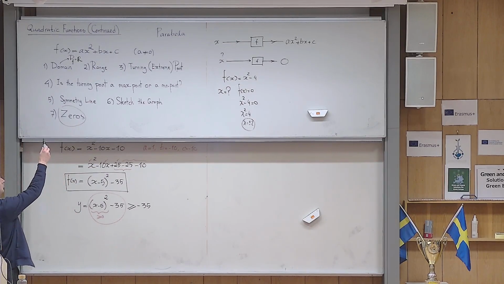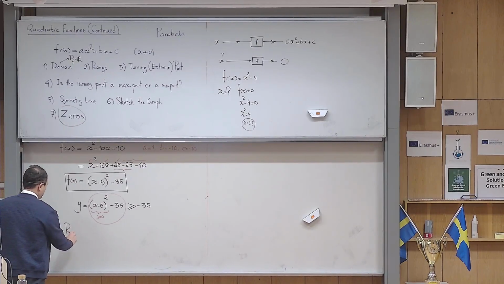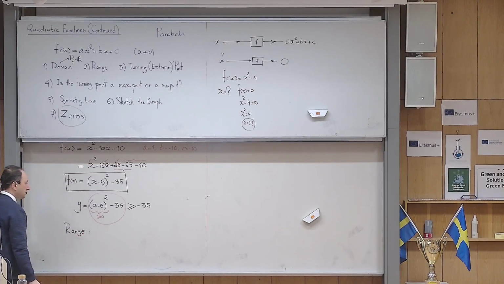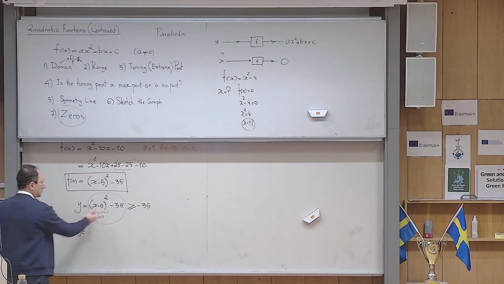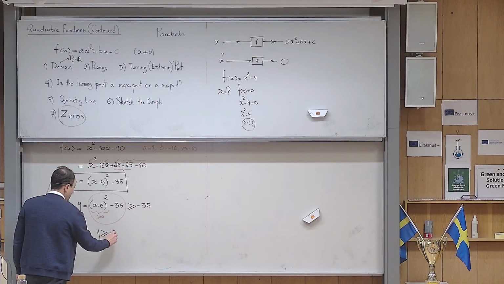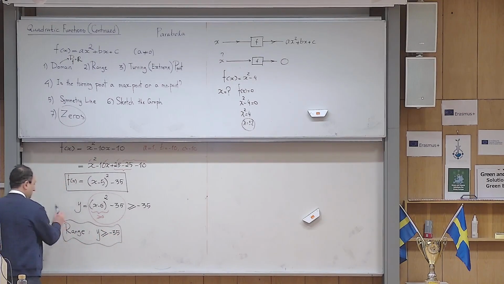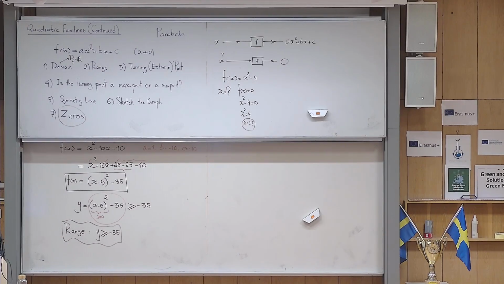So the range. If I want to answer the range, what is the range? The range means all possible y values. I got them. What are they? Y is greater than or equal to minus 35. So this is the answer to the range. Yes? And then what is the other one? Turning point or the extreme point, maximum or minimum.